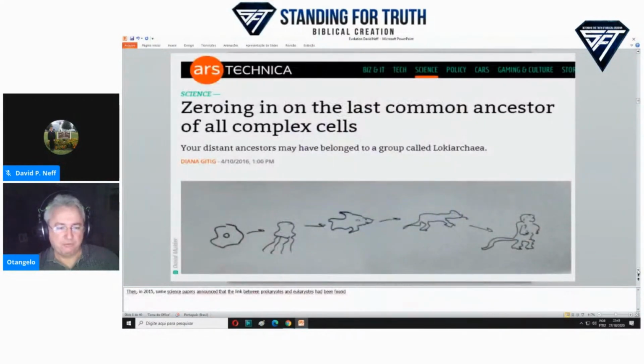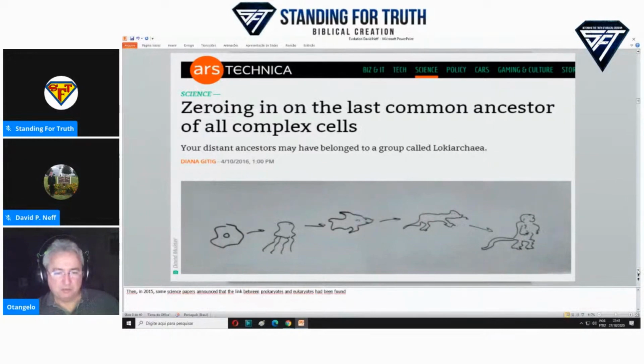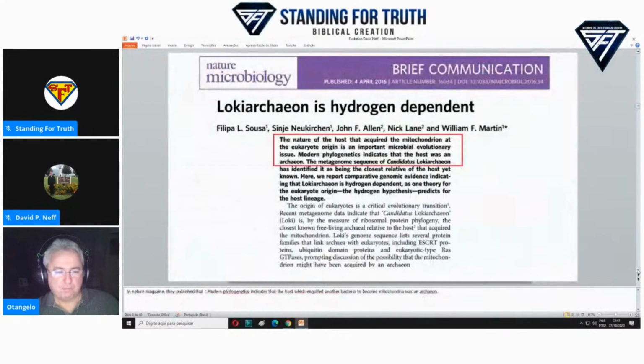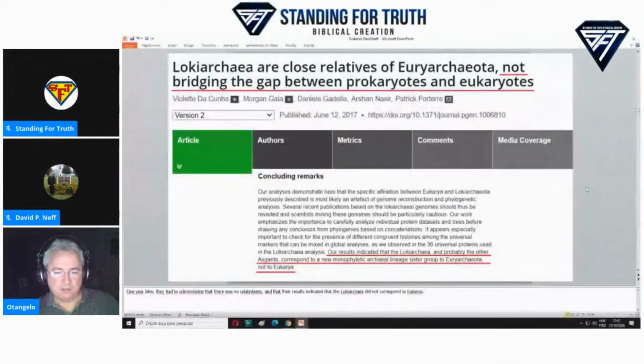Then in 2015, some science papers announced that the link between prokaryotes and eukaryotes had been found. And then in Nature magazine, they published that modern phylogenetics indicates that the host, which engulfed another bacteria to become mitochondria, was an archaeon. Only 1 year later, they had to acknowledge that there was no relatedness and that the results indicated that Lokiarchaea did not correspond to Eukarya.